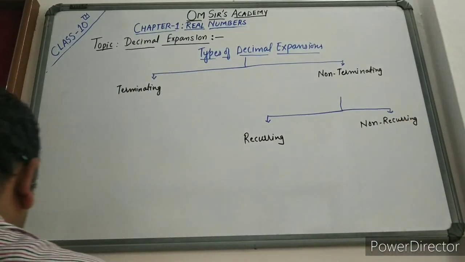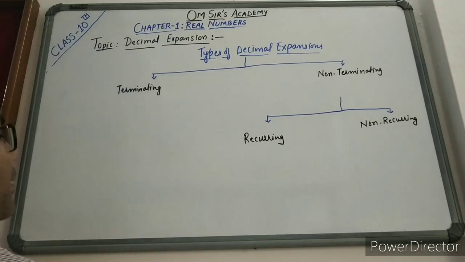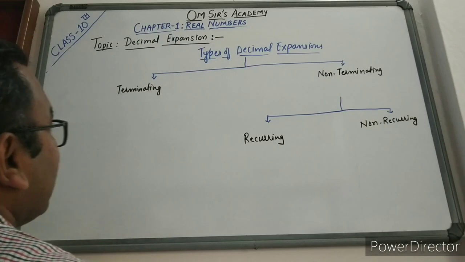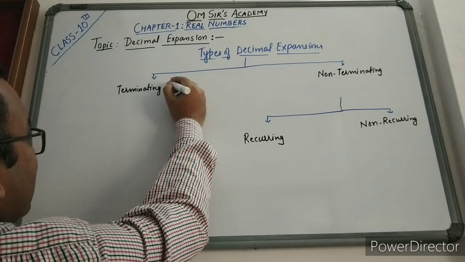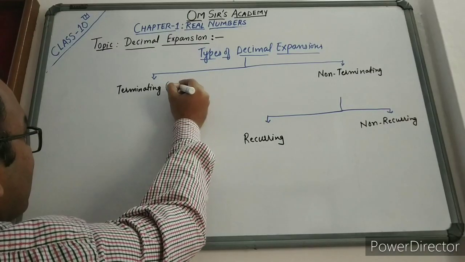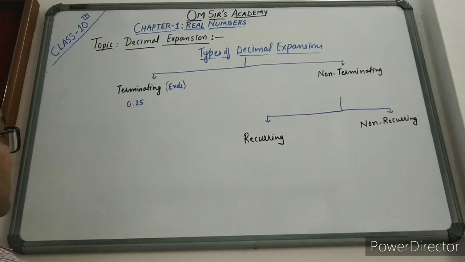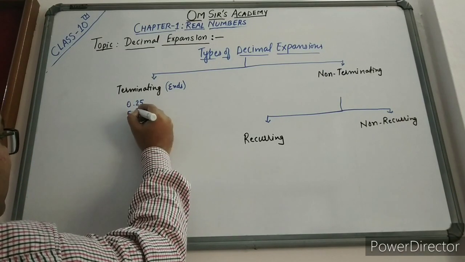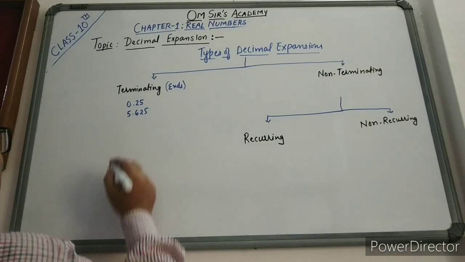Okay friends, so let us brief out these words. What does terminating mean? We have already learned this concept in 9th standard. We are just revising it fast. So terminating means that it ends. For example, 0.25 is a terminating decimal expansion. For example, 5.625 is also a terminating decimal expansion.